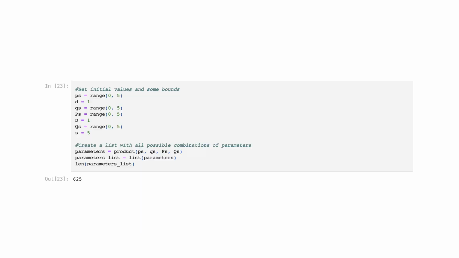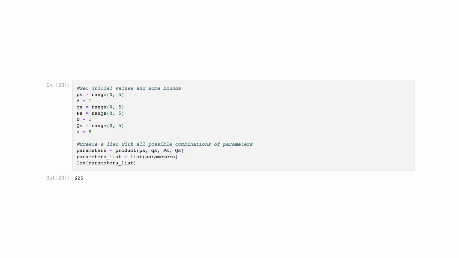SARIMA. This code sets up ranges and initial values for various parameters. PS is a range from 0 to 4, representing values that can be used for a parameter called P. D is set to 1, representing a parameter called D. QS is a range from 0 to 4, representing values that can be used for a parameter called Q.